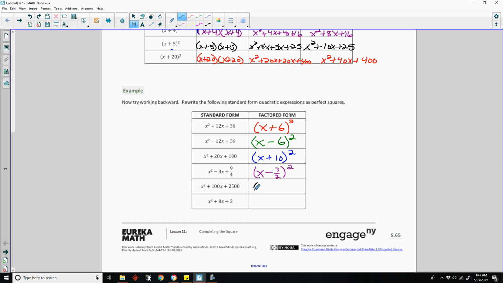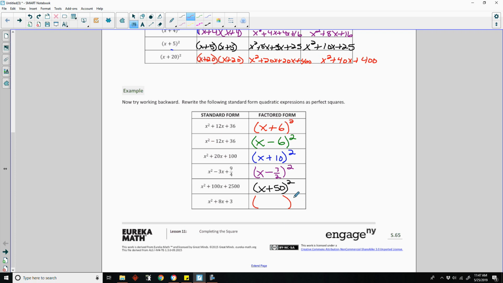Okay, next one. Parenthesis, parenthesis, squared. I have a plus, I have a plus, therefore I have a plus. I have an x squared, so that's x times itself. And the square root of 2,500 is what we need to know. What times itself is 2,500? Well, 5 times 5 is 25, so 50 times 50 is 2,500. And 50 times 2 gives us our middle term. Okay, hopefully this is getting easier for you.